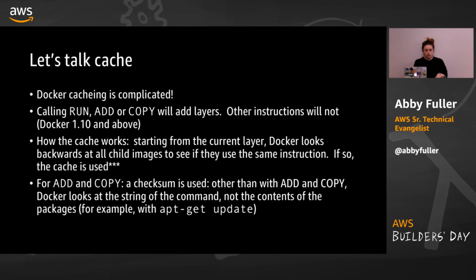So let's talk cache for a little bit. Docker has all kinds of exceptions, by the way, to how they use the cache. I put a link in a couple of slides from now to their documentation on the exact order of operations they use for their cache. But at a high level, run, add, and copy all add layers. Starting in Docker 1.1, other instructions do not do that. If you are on a different version of Docker, other commands also add layers to the final image size.